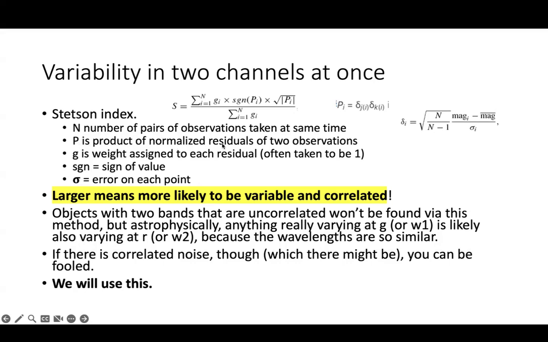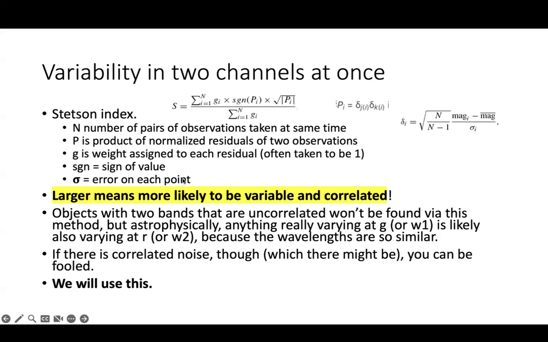P is the product of the normalized residuals of the two observations. G is the weight assigned to each residual. Often people just set that equal to 1. SGN is an operation. It just means the sign of the value, because you can't take the square root of a negative number and still be physically real. So that's why it's got this operation.